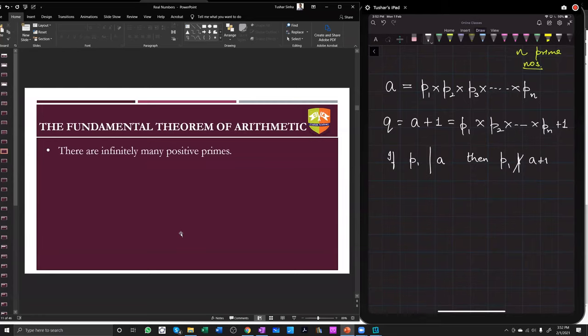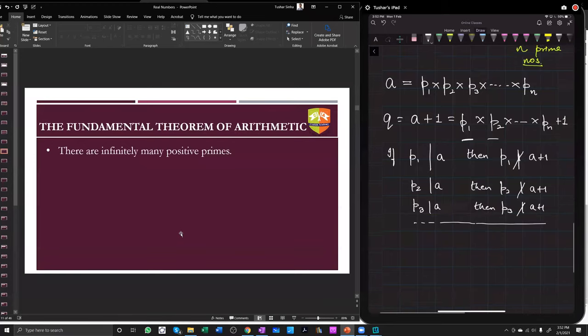So hence, if P1 divides A, P1 will not divide A plus 1. If P2 divides A, which is given, then P2 cannot divide A plus 1. Why? Because the lemma will again be used here: if you divide A by any one of P1, P2, P3, Pn, you will always get a remainder 0. And if you divide Q by any one of P1, P2 and so on, you will always get a remainder 1. And 1 is lesser than the smallest prime number. So hence, these all will be true. If P3 divides A, then P3 doesn't divide A plus 1.